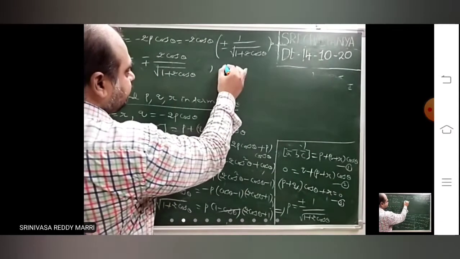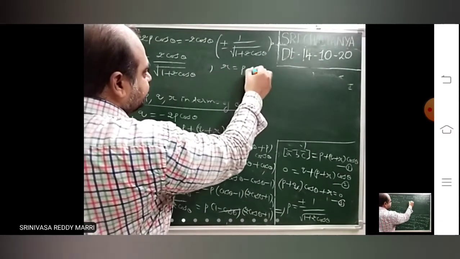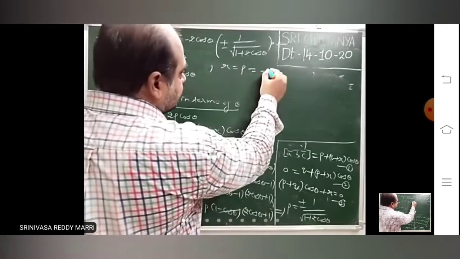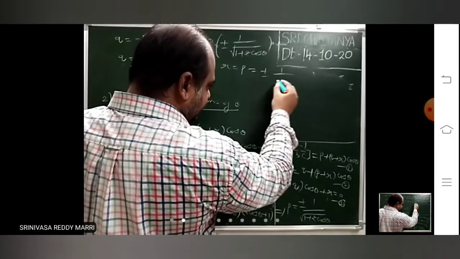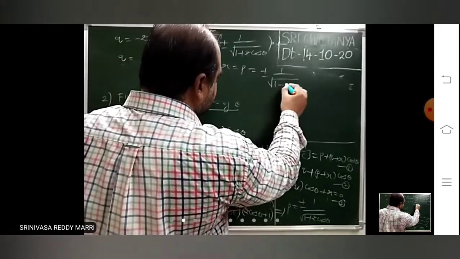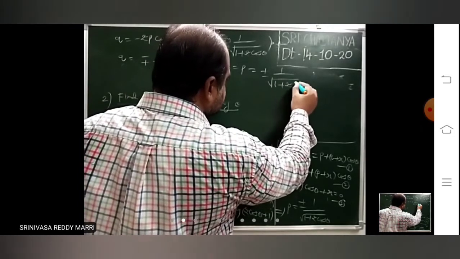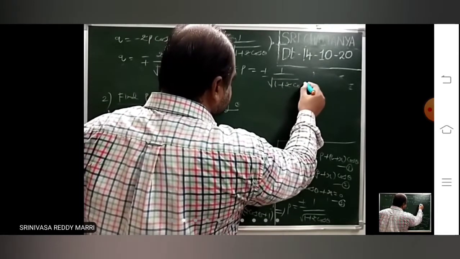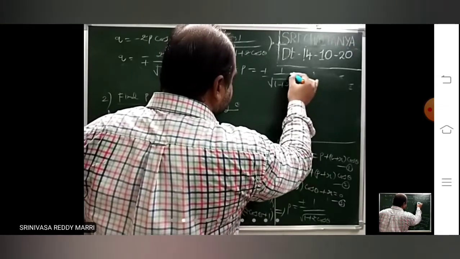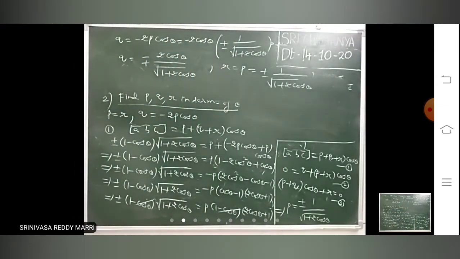R is nothing but P. R is nothing but as it is P. That means plus or minus 1 by root of 1 plus 2 cos theta. This is the one. In terms of theta, this you will get as a comprehension. In the next exam, you will get definitely comprehension, 2 questions. I am telling now itself.